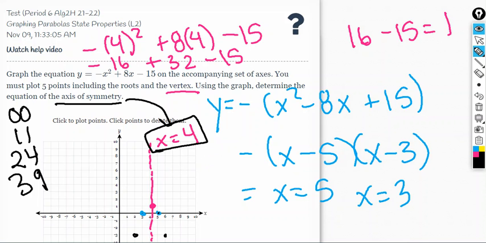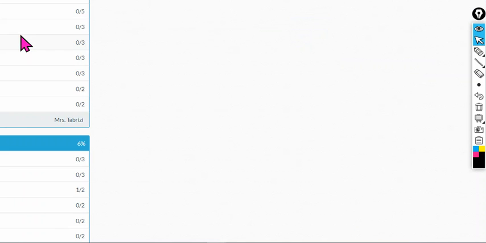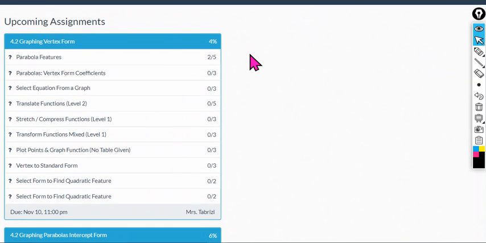Okay, are there other questions you would like me to answer from the homework that you have been working on? Okay, so I'll go backwards. Is there anything from the 4.2 vertex form you'd like to see?